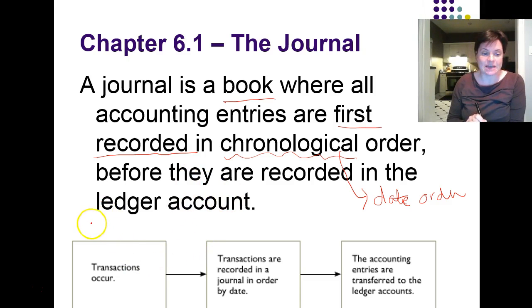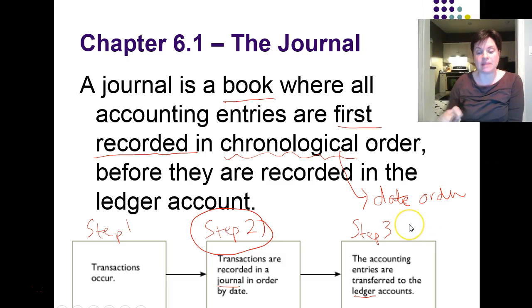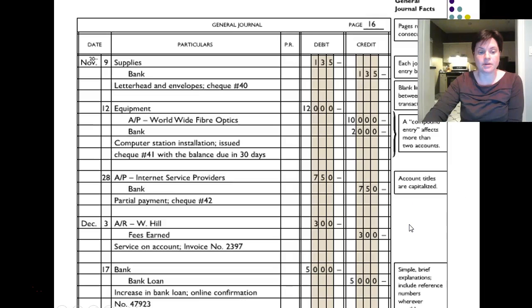So we're going to record our transactions in the order in which they occurred before we record them in the ledger. So step 1 of the accounting cycle is that the transaction occurs. Step 2 of the accounting cycle is that the transactions are recorded in the journal by date. And then step 3, which we've already learned, is that the transactions are then transferred to the ledger or recorded in the ledger. So we're working on step 2 right now, and we already know how to do step 3.